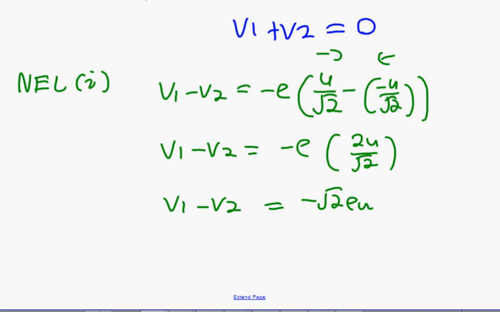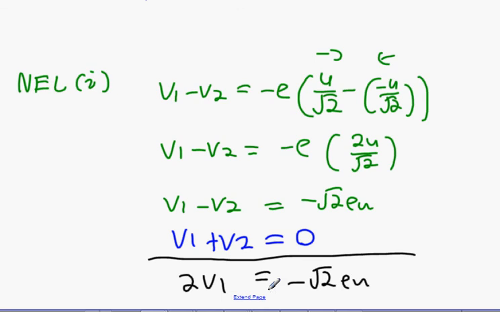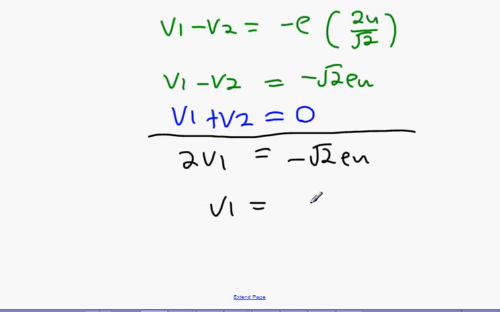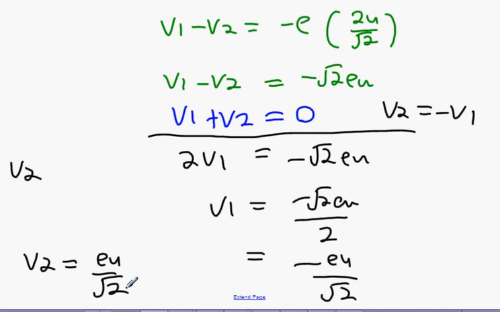Now that we have both equations ready to go, NEL and PCM, we can add them together. And what we should get is 2v1 equals minus root 2 eu, and v1 ends up to be minus root 2 eu all over 2, which is minus eu over root 2. So v1 is minus eu over root 2. v2 is actually minus v1, opposite direction to v1. So v2 is going to be eu all over root 2. Okay.